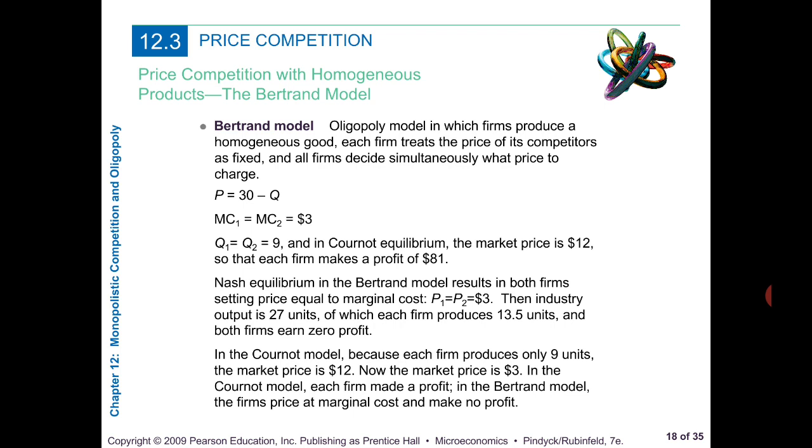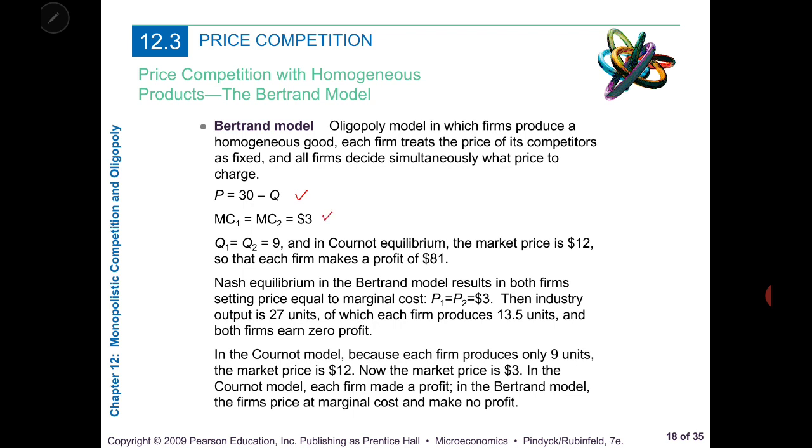Each firm decides what price to put to the market based on what they expect the price is going to be for the competing firm. Yeah? So firm 1 sets according to what they expect firm 2 will set. Market demand is still the same, P equals 30 minus Q, but this time we set MC1 equals MC2, being identical firms, equals $3.